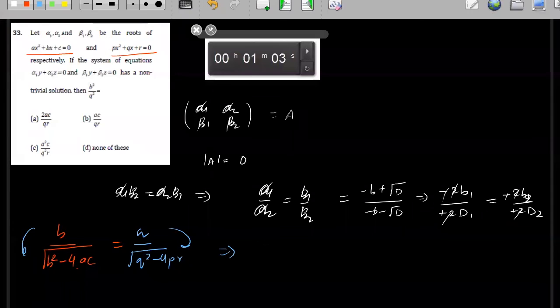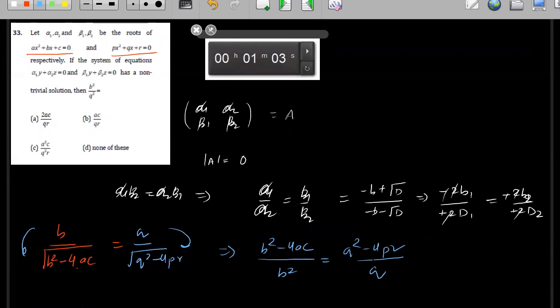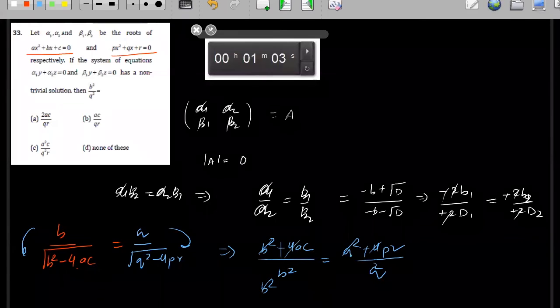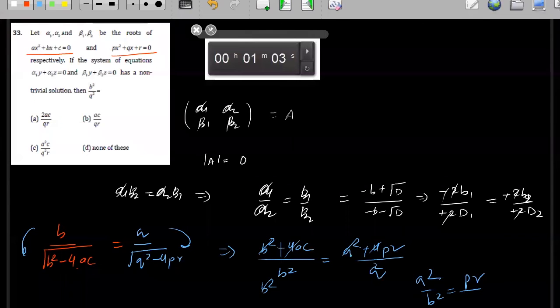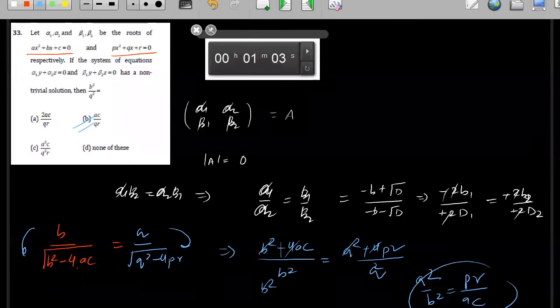So this will become b square minus 4ac by b square equals q square minus 4pr by q square. Then 1 will get cancelled, so we have 4ac by b square equals 4pr by q square. So this will become q square by b square equals pr by ac. So pr by ac. Okay, just copy this one.